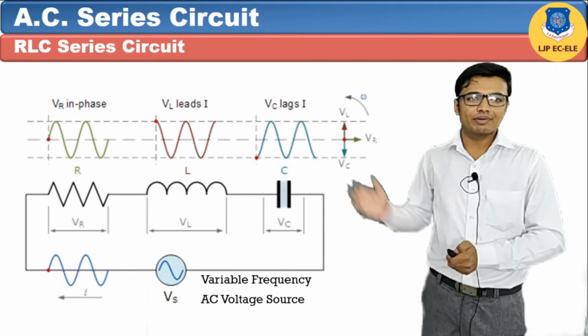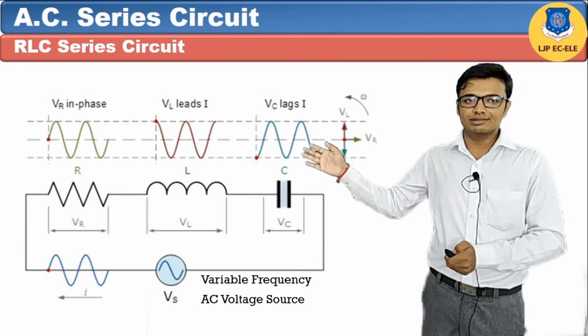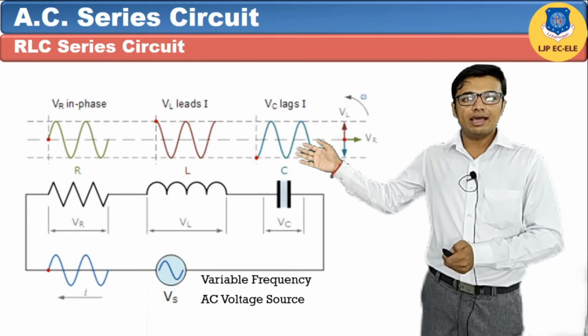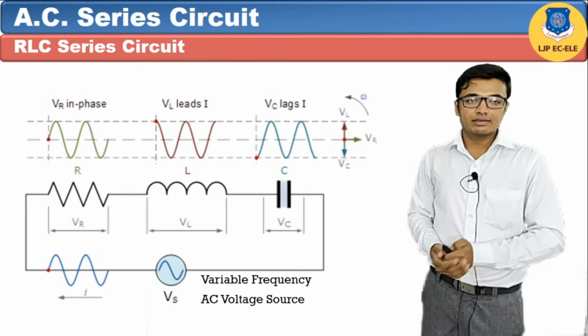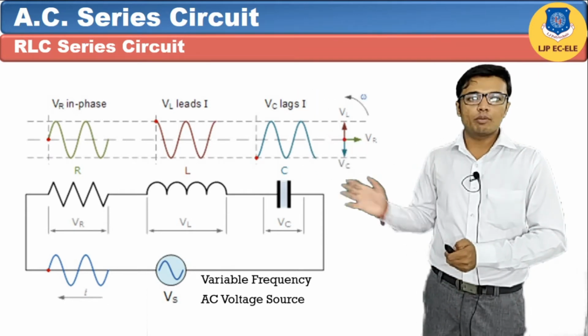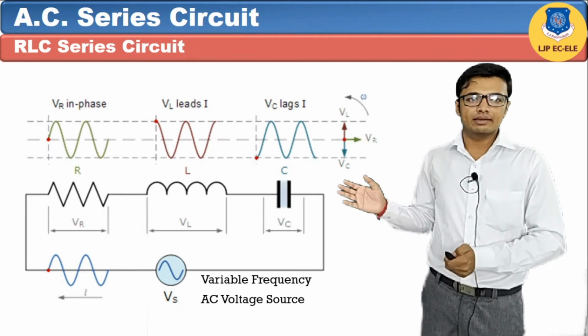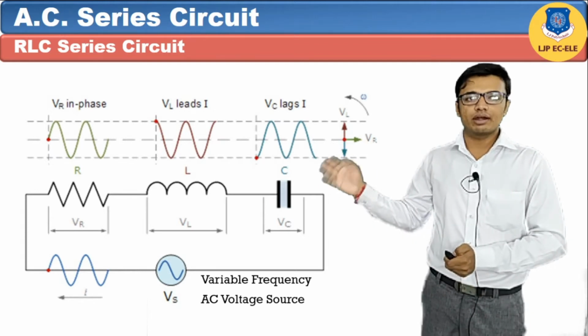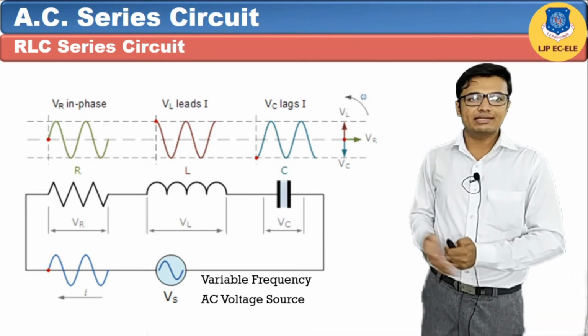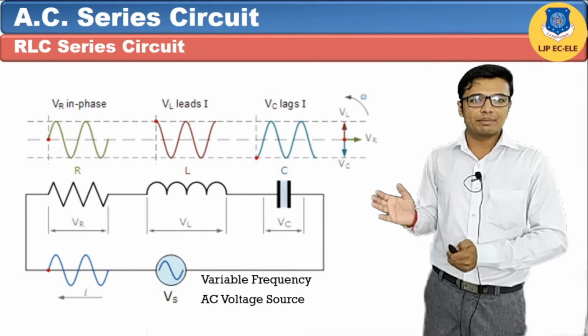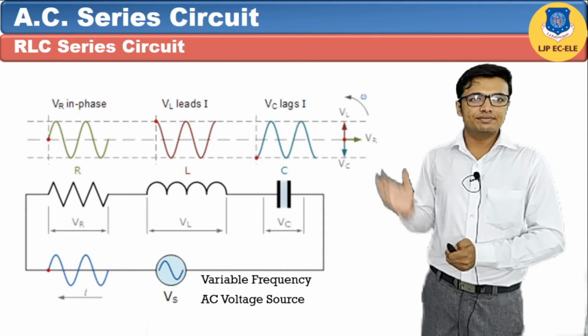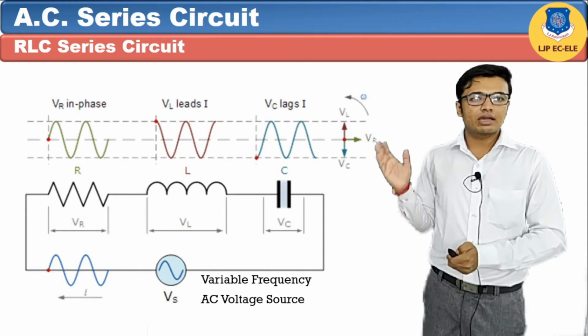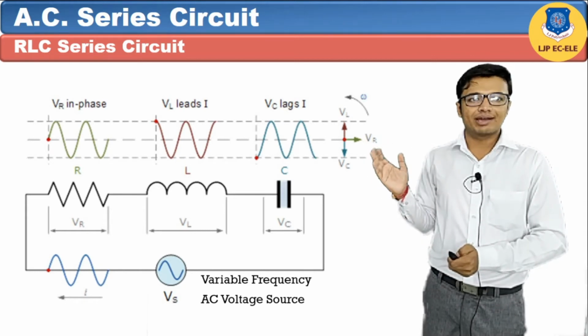The first element is the resistor, so voltage drop occurs in the resistance, that is VR, and that VR remains in phase with the current. Second element is inductor. Voltage drop occurring in the inductor is VL, and this VL will lead the current by 90 degrees. And the third element is capacitor. Voltage drop occurring in the capacitor is called VC, and this VC lags the current. This is the combined phasor diagram of RLC series circuit.